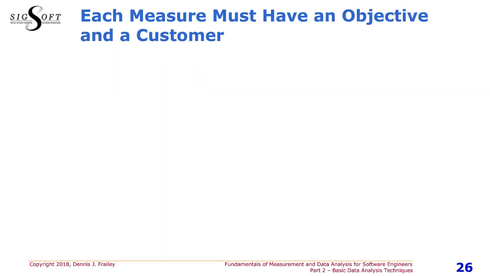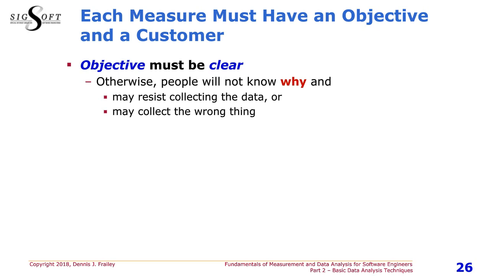Now, when you measure something, it's important to decide what you are measuring and why you are measuring it. So you need to have an objective, so people know why you are collecting this. If you collect data from people and they don't know why you're collecting it, they are not motivated to make sure they give you the right data. It's a common psychological problem. If people know why you are asking for the data, they're much more likely to be cooperative in giving you good data.